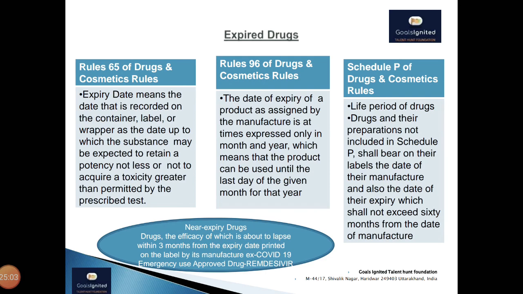For having the different meanings of the expiry dates, then rule 96 is there for the drug and cosmetic rules, and the schedule P for the drug and cosmetic rules is there, which all give the definition of the expired drugs. So near expired drugs are those, the efficacy of which is about to lapse within 3 months. So you must know the definition of near expiry date: drugs which are about to lapse within 3 months from the expiry date printed on the label by its manufacturer, just for example the COVID-19 emergency use approval drug remdesivir. So you require to know the definition of these.